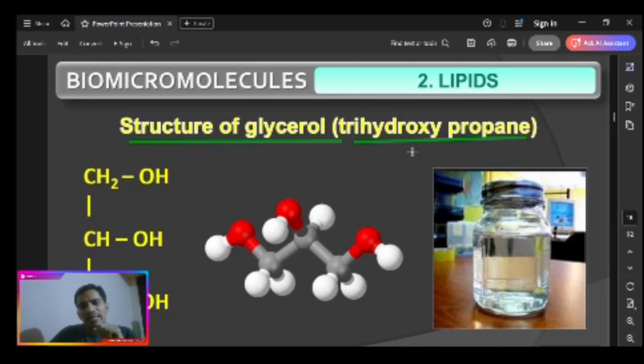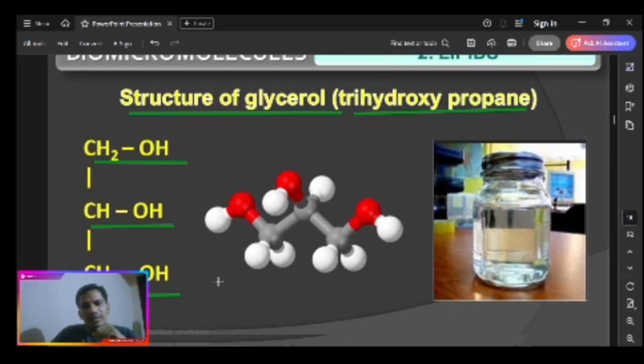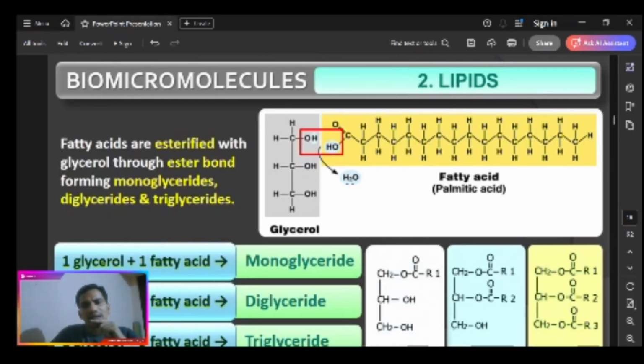Trihydroxypropane. CH2OH, CHOH, CH2OH, right? This is the structure of glycerol, the trihydroxypropane. And here the fatty acids are esterified with the glycerol through ester bonds, forming monoglycerides, diglycerides and triglycerides. How are the fatty acids attached?